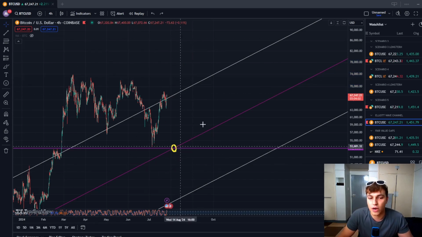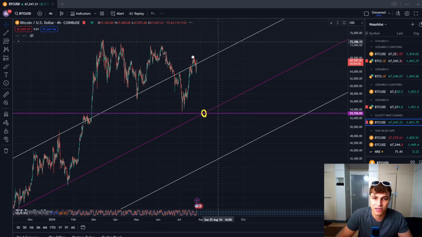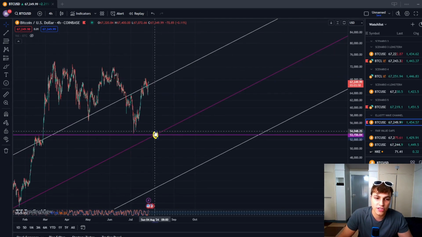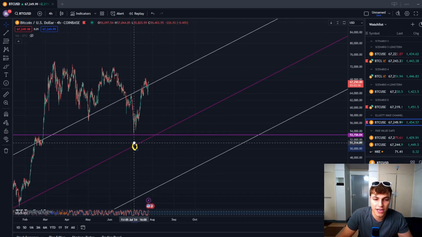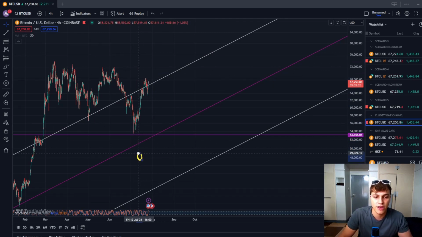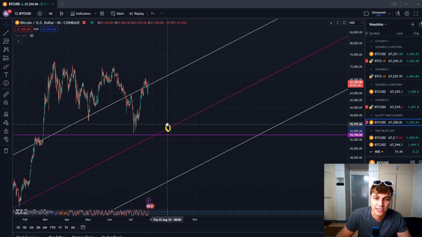And at some point I would like still for this middle line to be touched. If this low had gone a little bit lower, it would have been touched perfectly and we would have had massive support there, but we have not yet touched it. So let's wait and see for that.